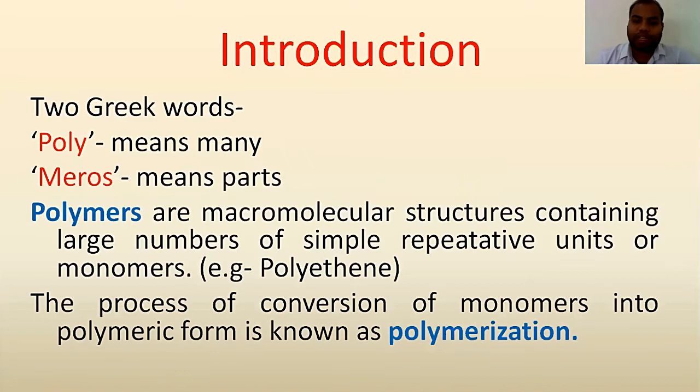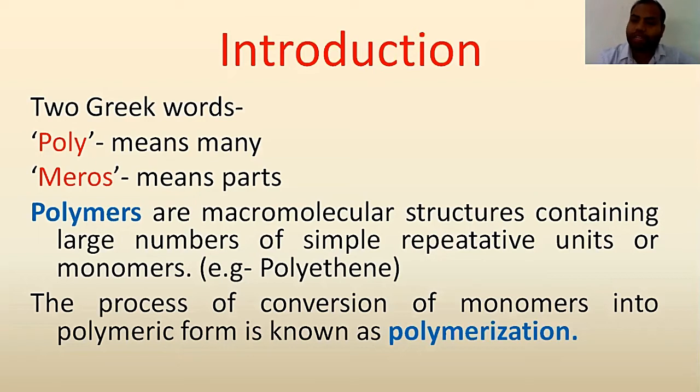So polymers are made up of two Greek words. One is poly, which means many, or more than one, more than two or three. And meros, another Greek word, indicates the parts. So polymers are generally substances which have many parts of a molecule. It can be defined as a macromolecular structure containing a large number of simple repetitive units of monomer.